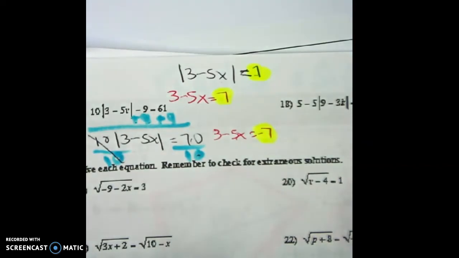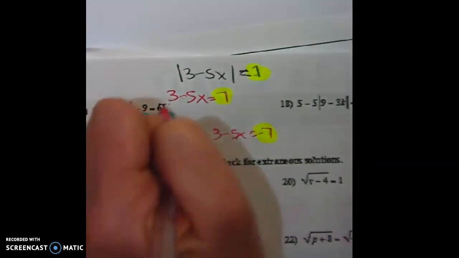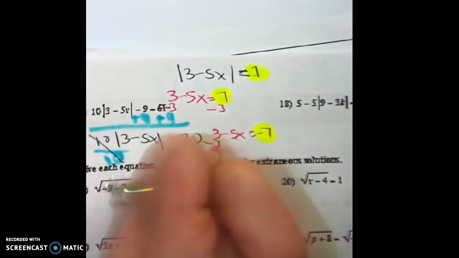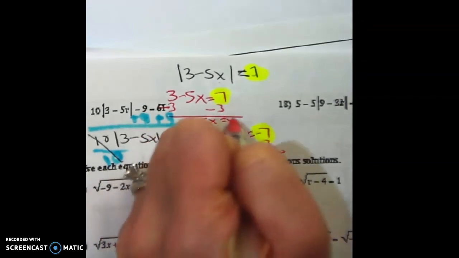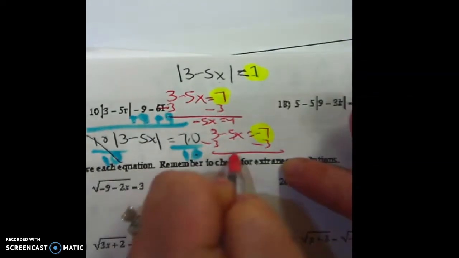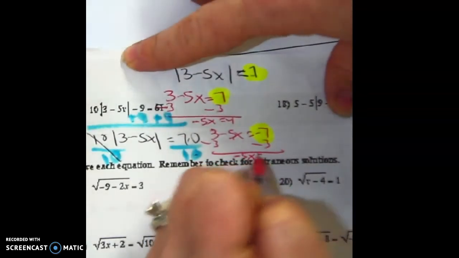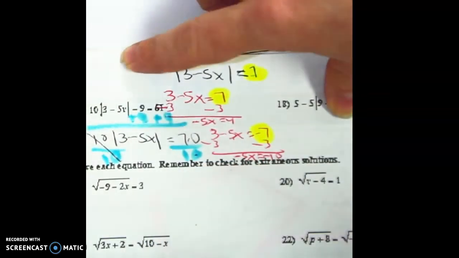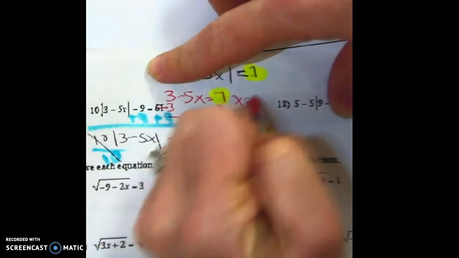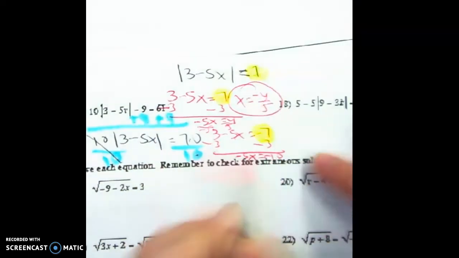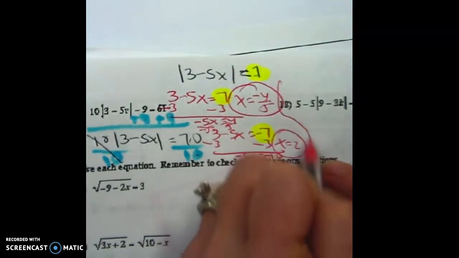What do I do now? I just solve it. Minus 3, minus 3. Negative 5x equals 4. I'm going to put it up here, sorry. Negative 5x equals negative 10. Divide by negative 5. X equals negative 4/5. Divide by negative 5. X equals 2.